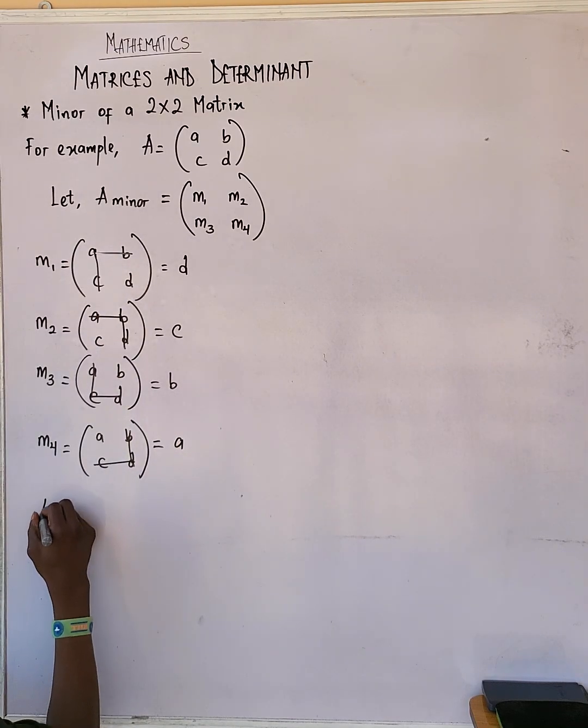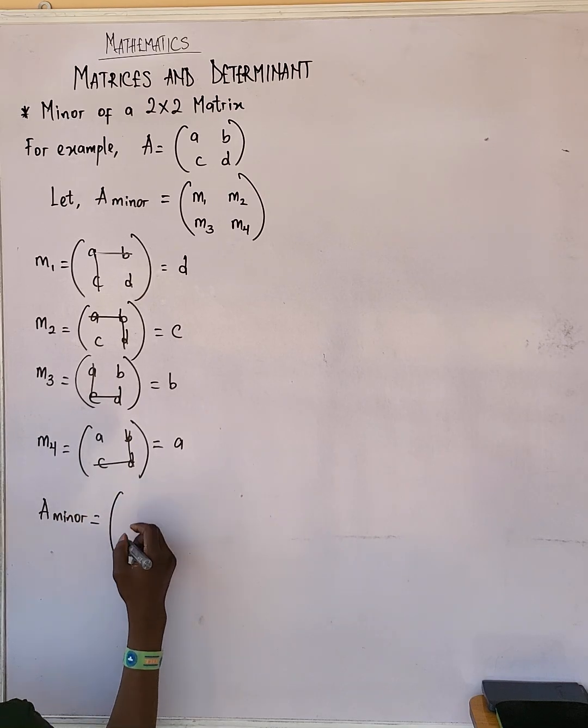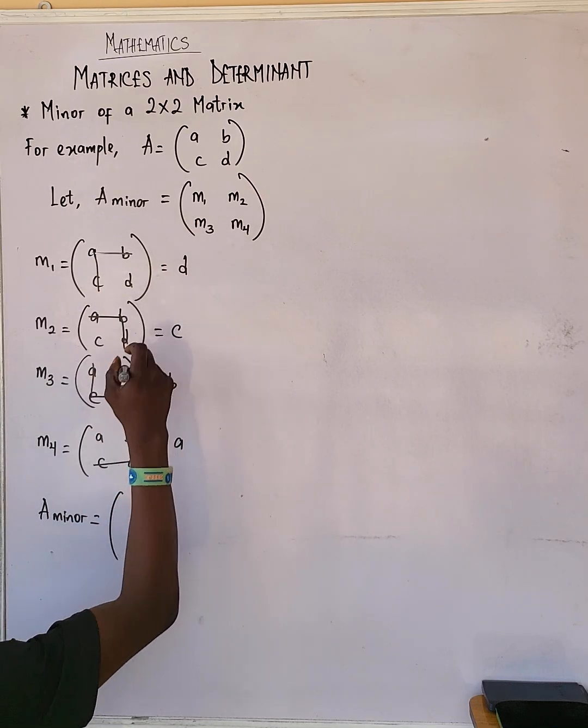So what do you want to do? We will now come back and say, what will be our A minor? Our A minor is now equal to, what's our M1? What's the answer we got for M1? D.